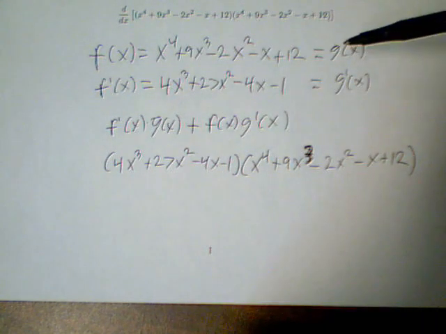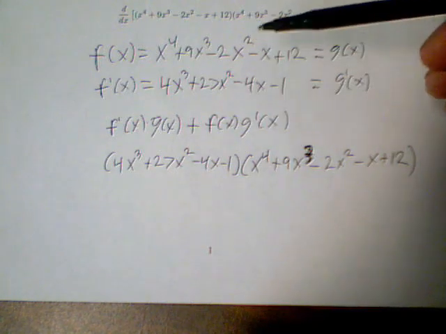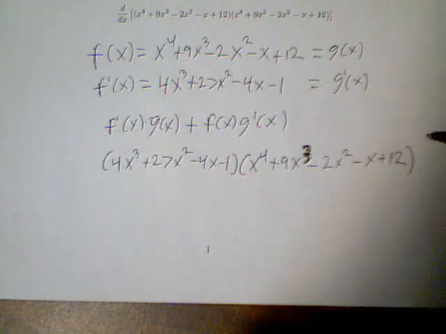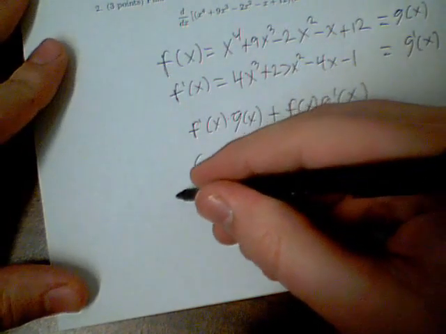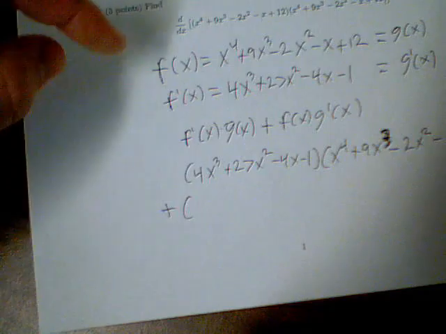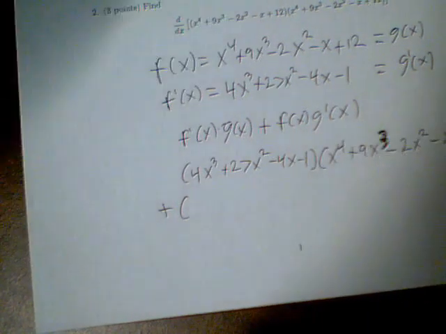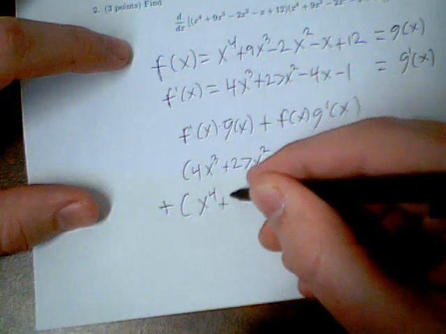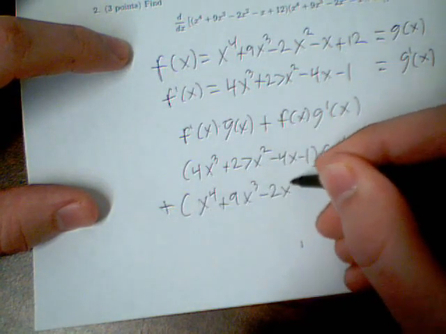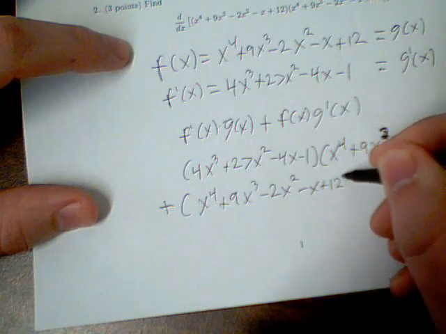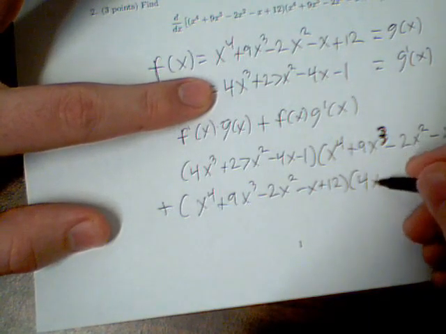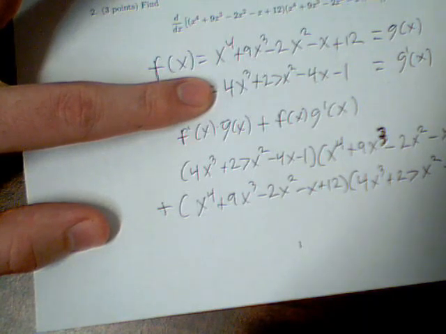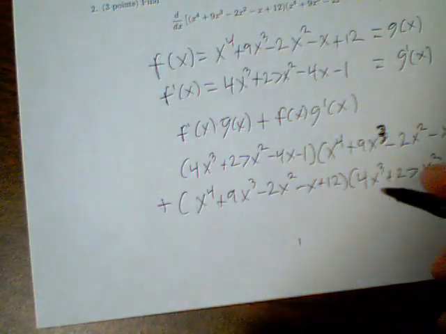I'm going to notice the second term is going to be f times g prime. So f is this guy, g prime is this guy. Well, it's actually just going to end up being the same thing. So I can add to this, run out of space, and I can say, yeah, okay, that'll be f up here, x to the 4th plus 9x cubed minus 2x squared minus x plus 12 times 4x cubed plus 27x squared minus 4x minus 1. Okay. And there's my answer.